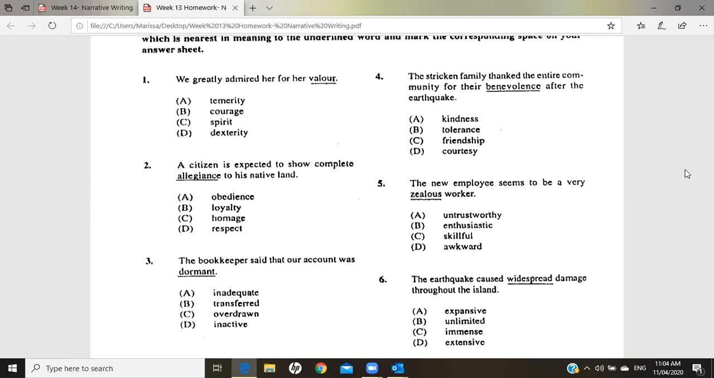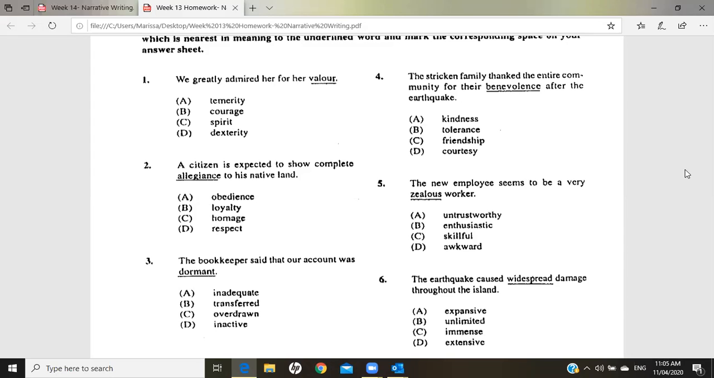The stricken family thanked the entire community for their benevolence after the earthquake. A, kindness. Yes, A, kindness. Good. Number five. The new employee seems to be a very zealous worker. A, untrustworthy. Not untrustworthy. The word zealous comes from zeal, and zeal means if you have a passion for something, when you're feeling very passionate about something. So what do you think is the answer now? B, enthusiastic. Good.